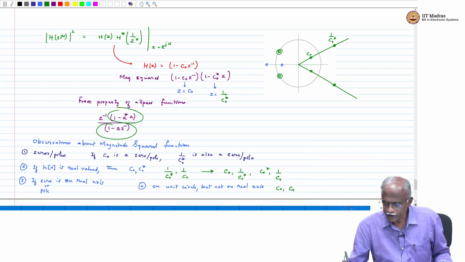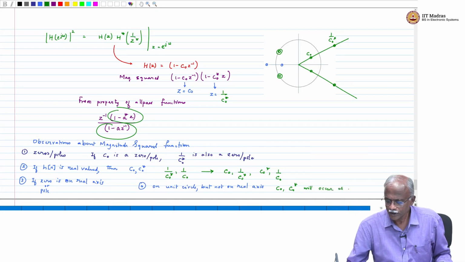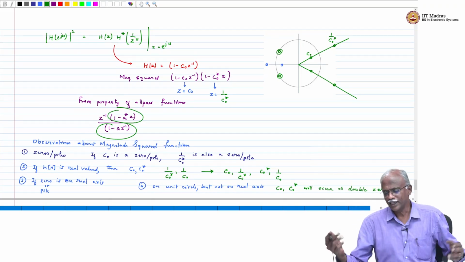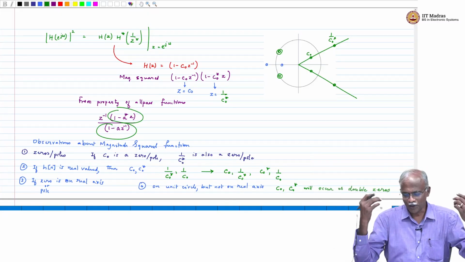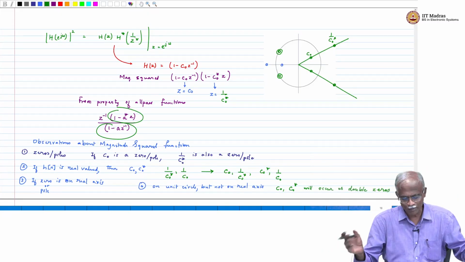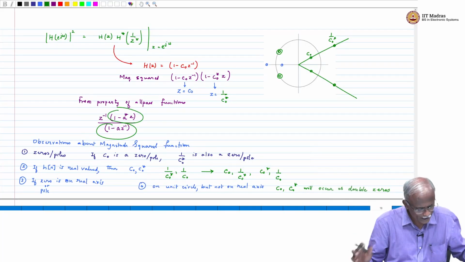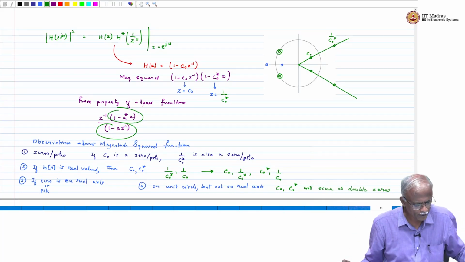So C naught and its conjugate will occur as double zeros. Okay, we're not talking about it as poles, because if it's a pole on the unit circle, it will become an unstable system. So really, when you talk about on the unit circle, it's typically the zeros that we are talking about.